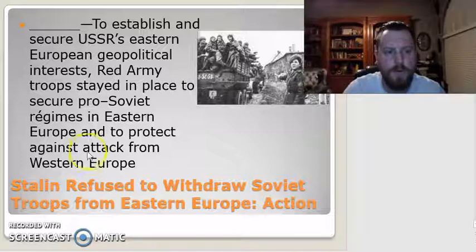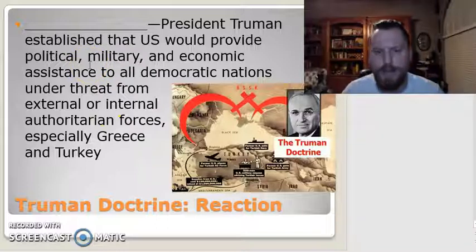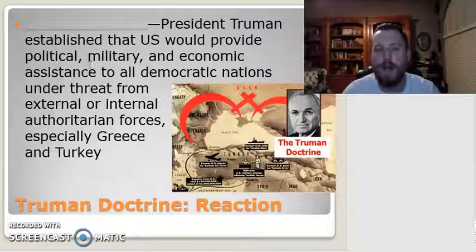What month and what year is the reaction to this event? I'll give you a little bit of a hint, it is not immediate. President Truman establishes that the U.S. would provide political, military, and economic assistance to democratic nations. Now, in the textbook you'll read this is mostly about Greece and Turkey. So he is providing this assistance. This is what we call the Truman Doctrine.